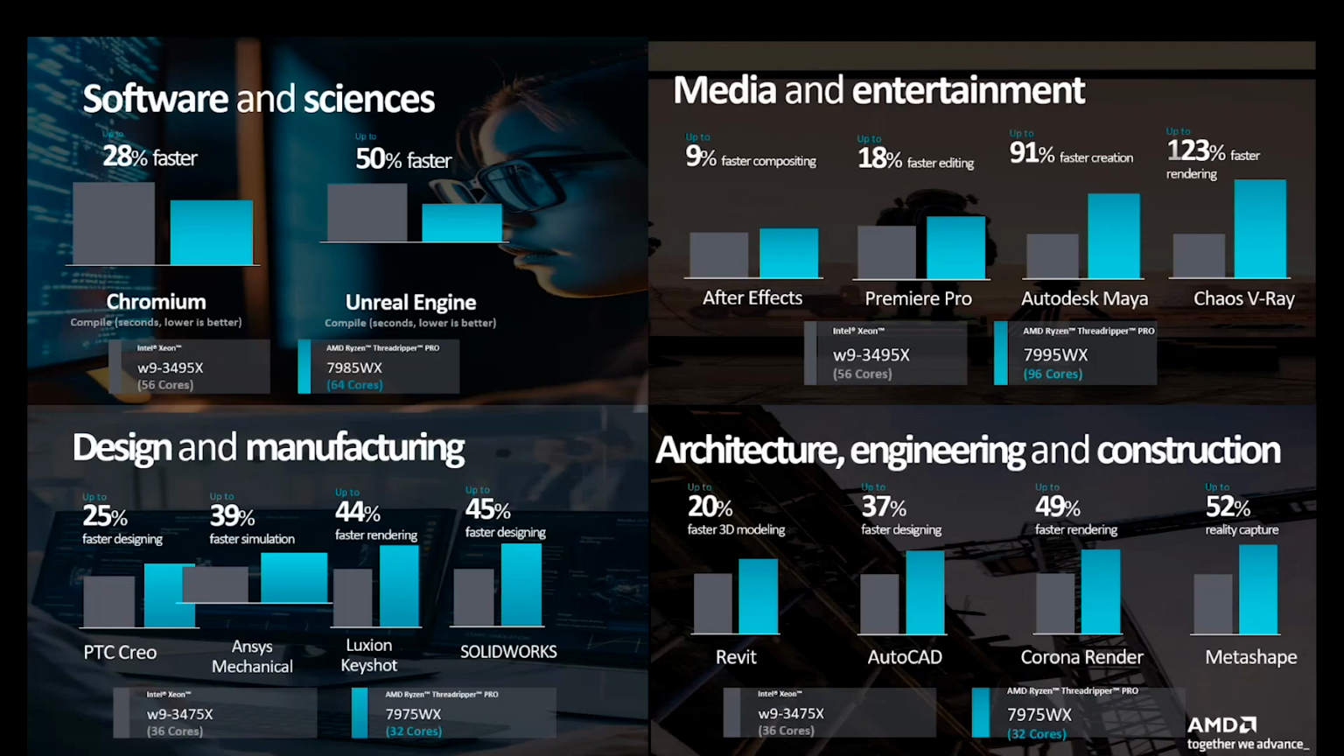And of course, media and entertainment, design and manufacturing, software and sciences, architecture, engineering, and construction. On all of these verticals, there are certain applications they run the benchmarks on. Let's say, for example, media and entertainment, they run benchmarks testing After Effects or Premiere Pro or Autodesk Maya or Chaos V-Ray. On all of these, we have a better advantage compared to what the competition is delivering. And of course, for software and science, they check with Chromium or Unreal Engine. We have better advantages there as well. The same goes with design and manufacturing and architecture and construction.